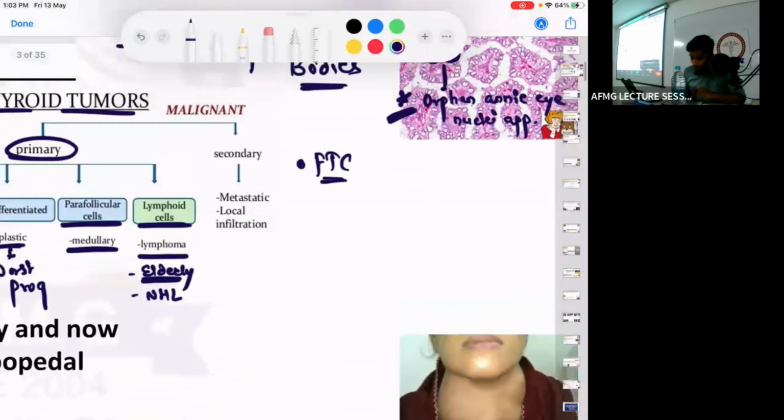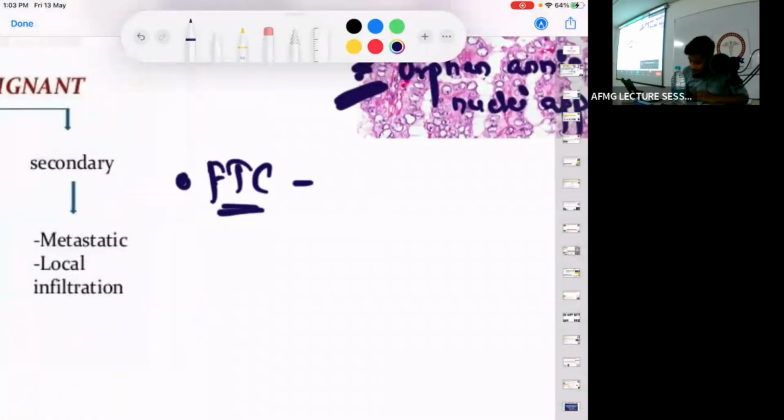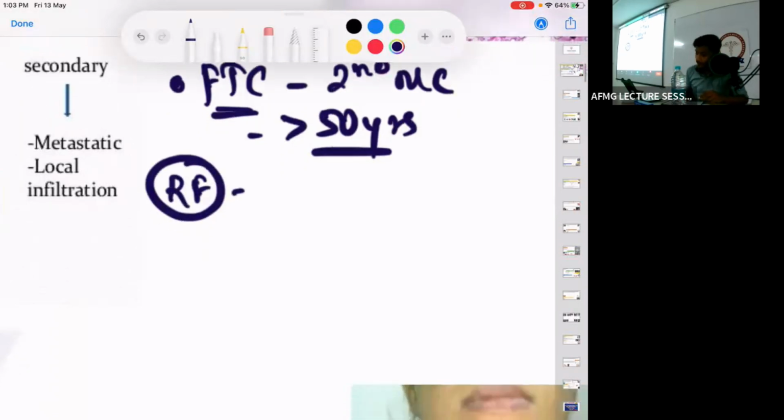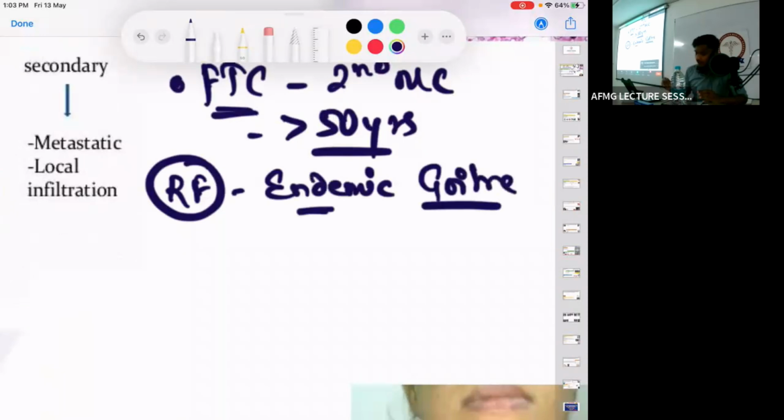याद रखो. Then talking about the follicular thyroid cancer, it is more common in which age group? It is more common in 50 to 60 years of age group, that is more than 50 years of age group. So young patients में papillary, old patients में follicular, and the most important risk factor would be iodine deficiency. That means I can say it as endemic goiter. So the most important risk factor for follicular cancer is endemic goiter. Okay, important. No issues with this.